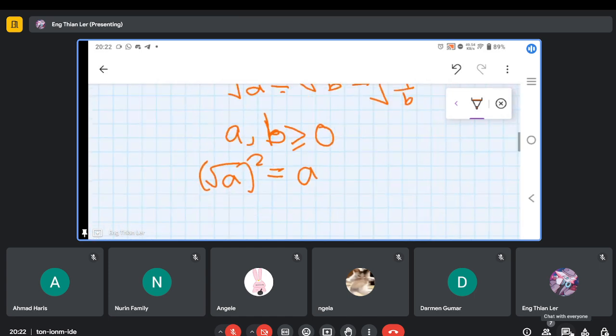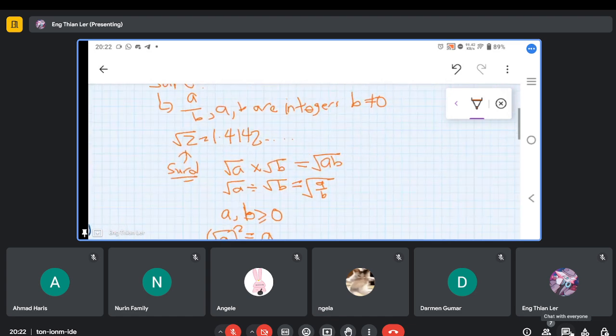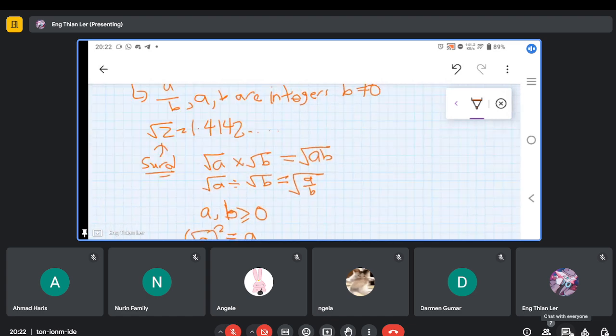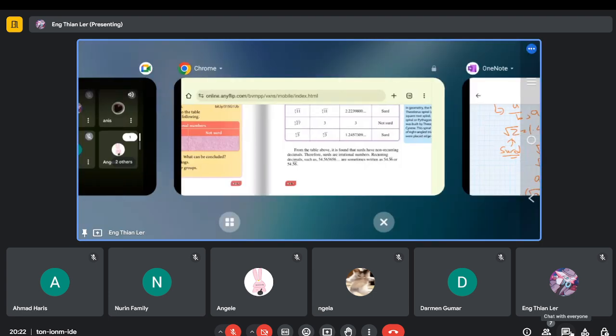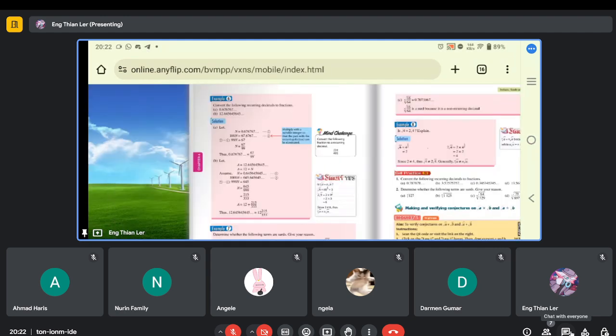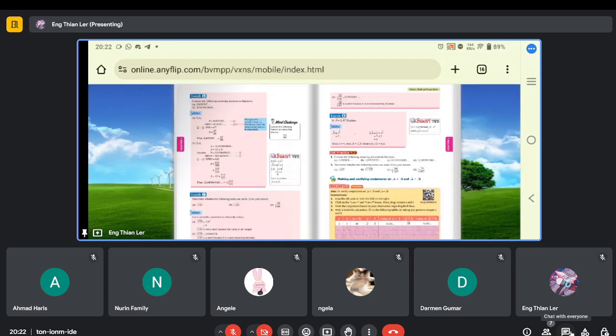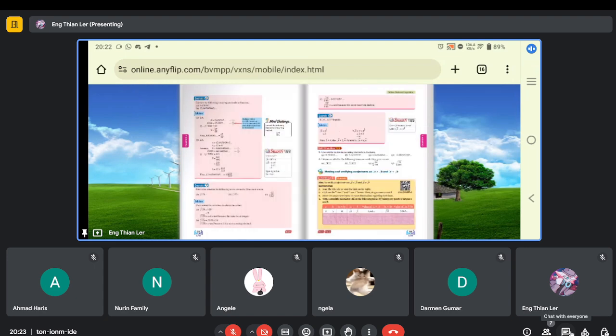Okay, so now, end of the introduction. Now we're going to learn how to rationalize. Wait, so fast already? Okay, so we're going to learn how to rationalize first.